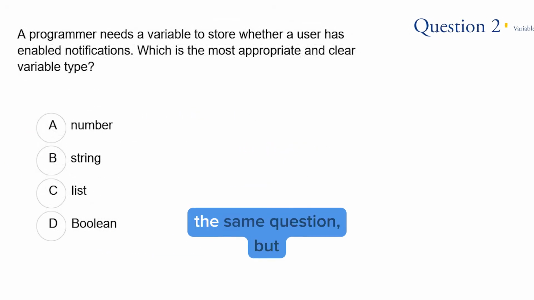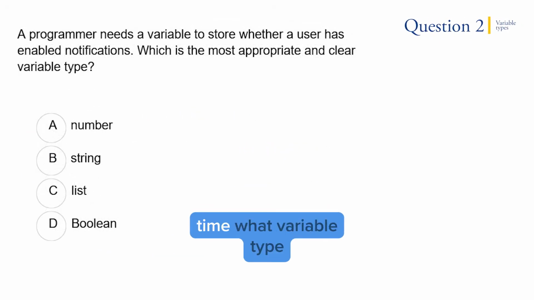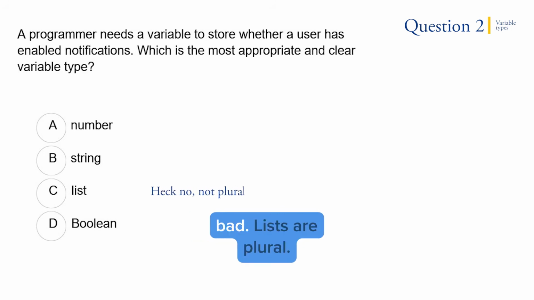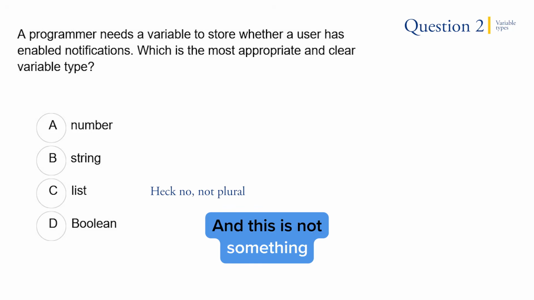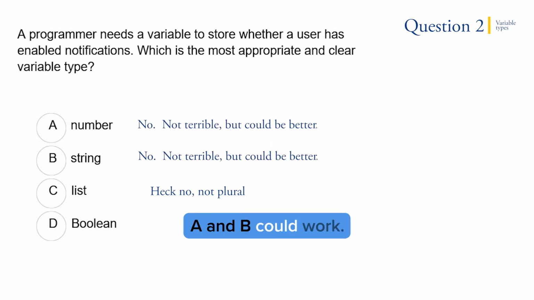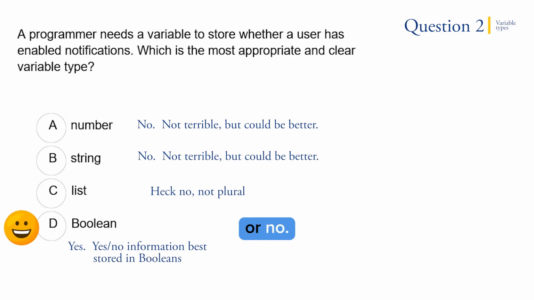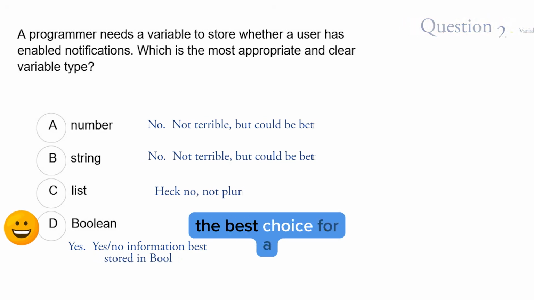Question 2 is basically the same question, but we're asking this time, what variable type do we want? So C, list, is really bad. Lists are plural, and this is not something that's plural. A and B could work, but the best answer is D. If you ever have a variable that can only be true or false, yes or no, Boolean is going to be the best choice for a variable.